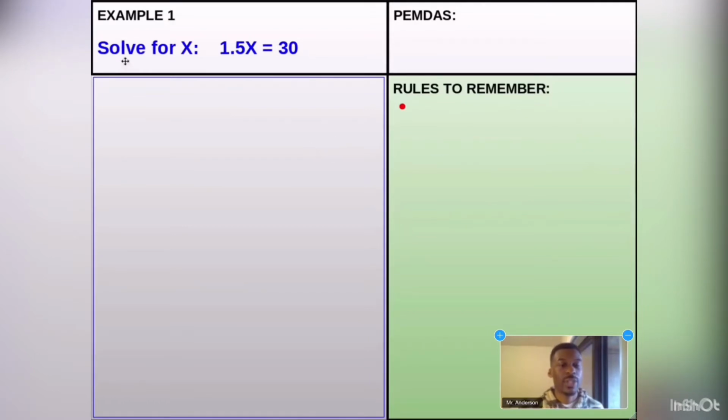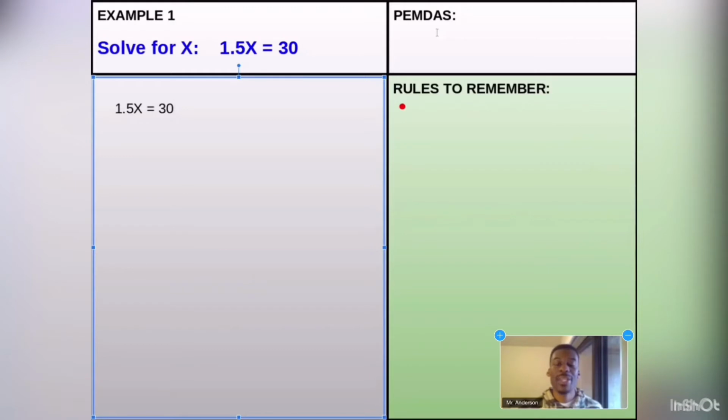So example 1 says solve for X. 1.5x equals 30. So I'm going to start in the same way I suggest that you start, and that's with writing the problem. So the problem says 1.5x equals 30. And of course, the first question is, well, what is the first step? What do I do to find this X that they're looking for? So what I'm going to tell you is you need to go to PEMDAS. PEMDAS is right in this corner.